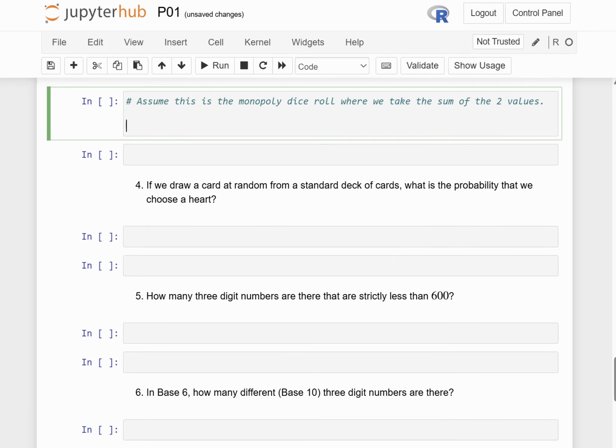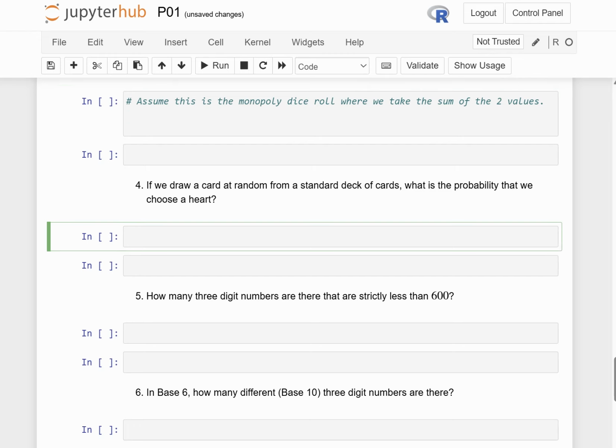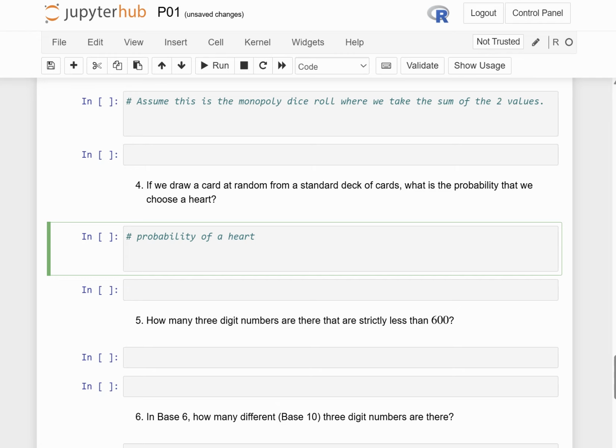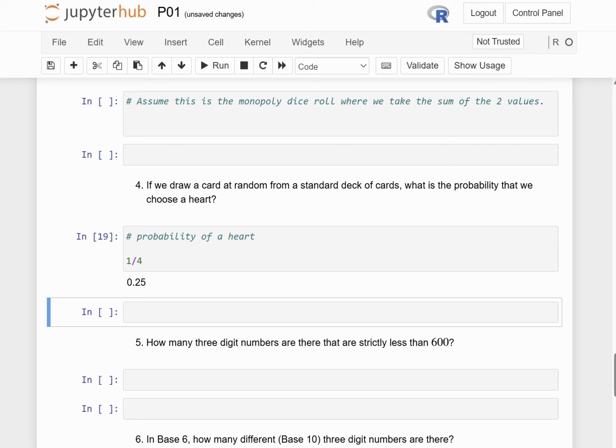If we draw a card at random from a standard deck of cards, what is the probability that we choose a heart? Okay, so again, the probability of a heart. What's this calculation? Well, it's just 1/4, right? Because in a deck of cards, we have 13 cards of 4 different suits. So 52 total cards. We have 13 spades, 13 hearts, 13 clubs, and 13 diamonds.